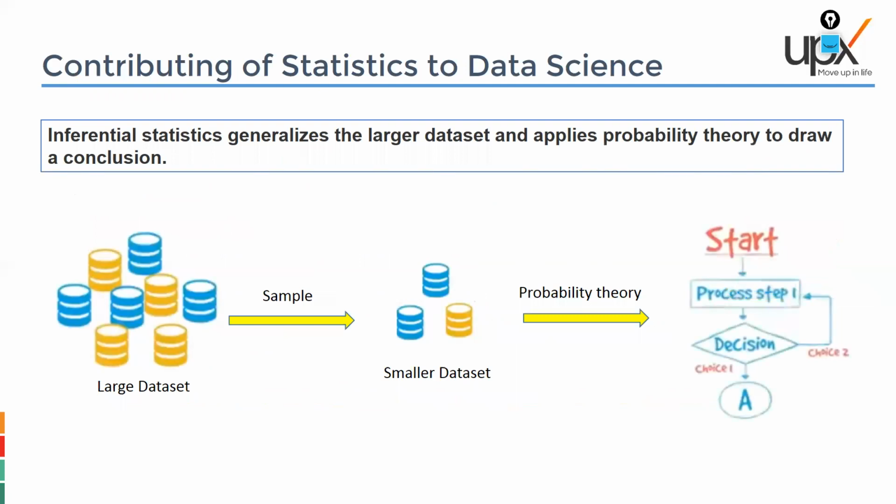Inferential statistics. This is the biggest contribution of statistics to data science, this particular branch. Inferential statistics generalizes from the large data set and applies probability theory to draw a conclusion. As you can see here, this is a large data set. From that, you take a sample, a smaller data set, and then you apply the concepts from probability. That helps you make sense of the data. What exactly is the data set telling you? What kind of inferences can you draw from it? That is exactly what data science is, isn't it? So that's what inferential statistics is trying to do.